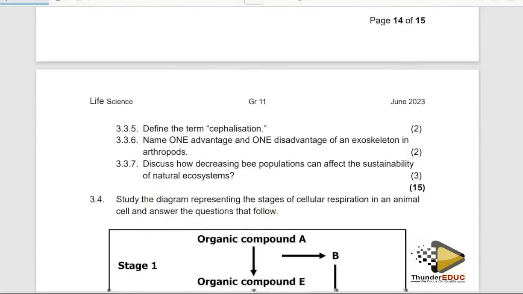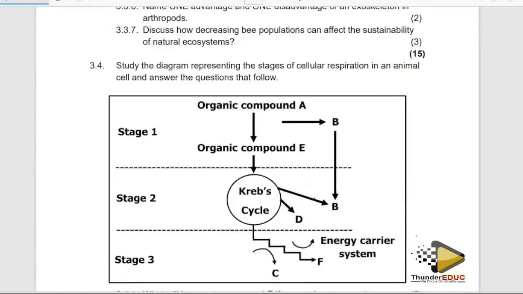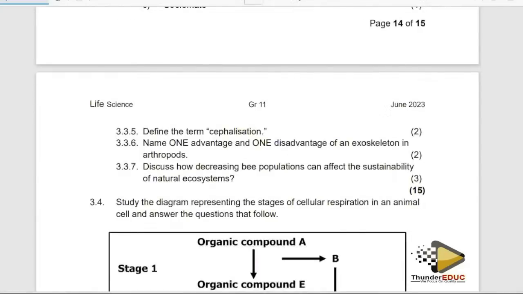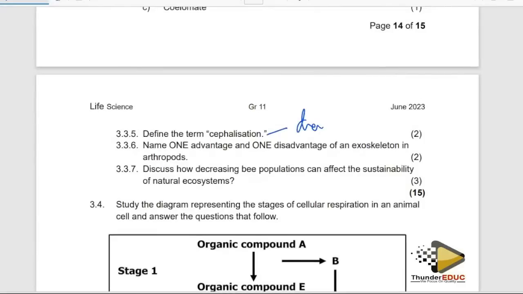Then they are saying, define the term cephalization. When we talk about cephalization, it is basically the development of the head. That is what we call cephalization.